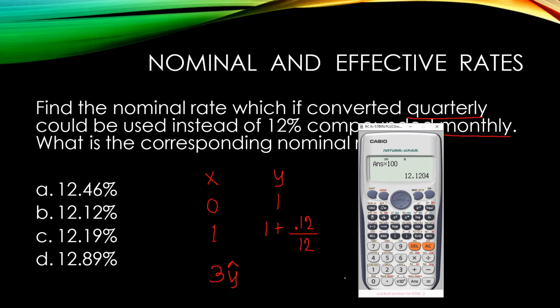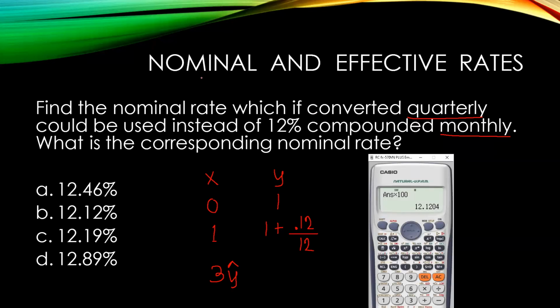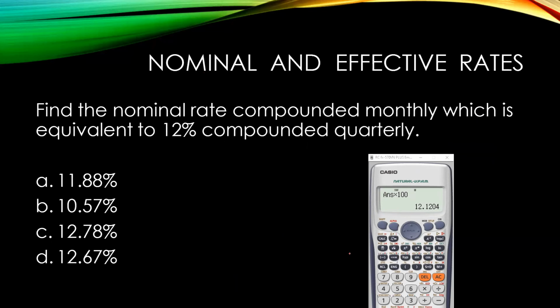Okay. So, we are done with nominal rate. Given nominal rate, tapos papasolve yung effective rate. Next is yung effective rate, papasolve yung nominal rate. Ito naman is yung nominal to nominal. So, ganun lang siya kasimple kapag alam mo yung calculator technique niya. Madali lang pala. So, no need na yung formulas. Okay, another problem is ito.